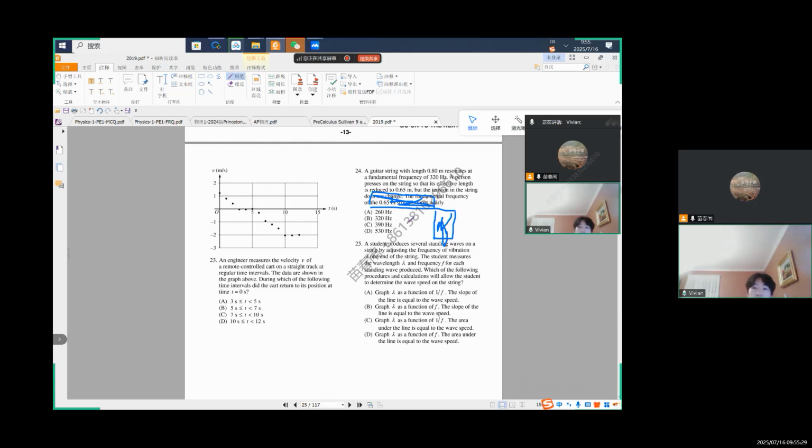Question 23. During which of the following times is the car's velocity at 10 meters per second? Which of the following times does the car return to its position at time 0?